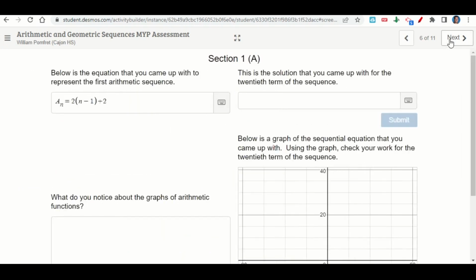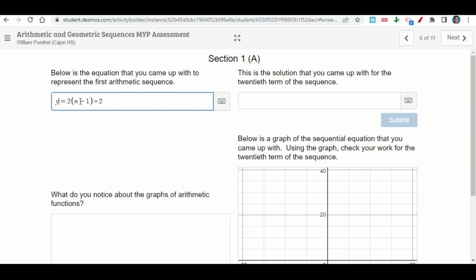Then we'll click Next. It says below is the equation that we came up with. So it's an equals 2 times n minus 1 plus 2. Now we need to change this to look like an actual function, so we're going to change this to y and x so that we can have the graph show up.